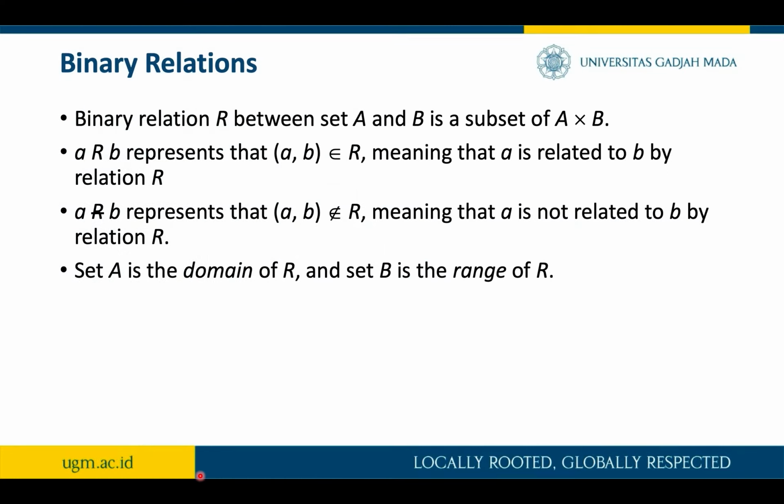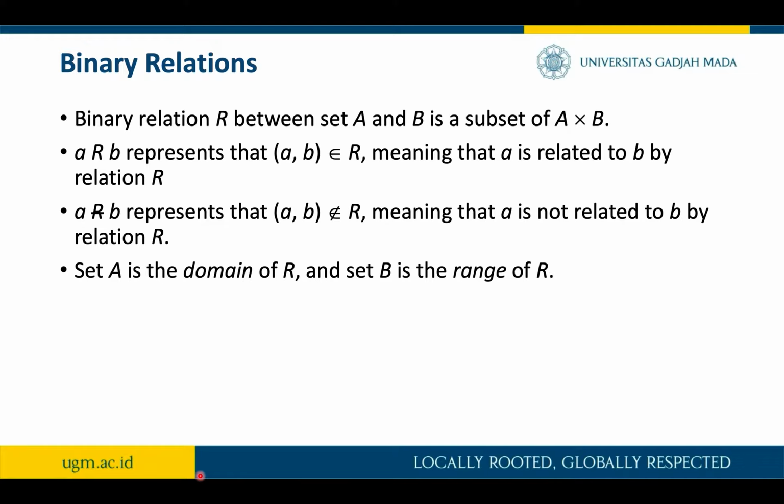Okay, now let's start with the definition of binary relations. A binary relation R between set A and B is a subset of the Cartesian product of A and B. So some of the members of the Cartesian product of A and B, or maybe all of them, will be the member of the relation R.